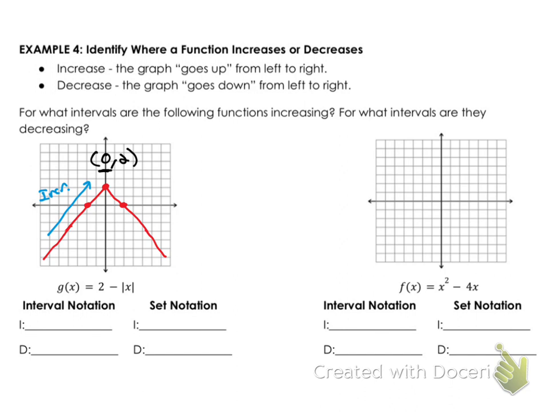So it's increasing from negative infinity to 0. All right? Again, common mistake people want to say here, it's increasing from negative infinity to 2, but we're dealing with the x values. And then it's going to be decreasing from 0 to infinity.